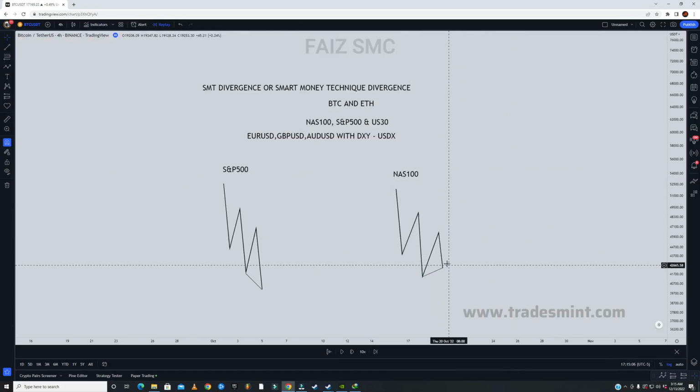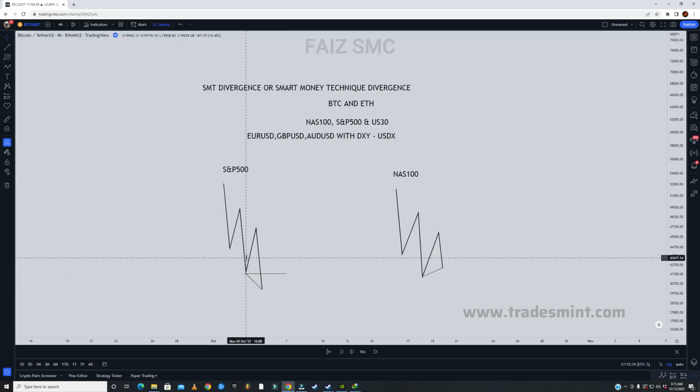Once you see that NAS 100 or any other asset or pair has failed to create a lower low or lower high, you then wait for a liquidity sweep on S&P 500 or any other pair or asset that you're looking at, and then you trade that pair or asset that swept the liquidity. After the liquidity sweep, you look for a market structure shift on a smaller time frame, and then you take your entry from the extreme fair value gap or order block.